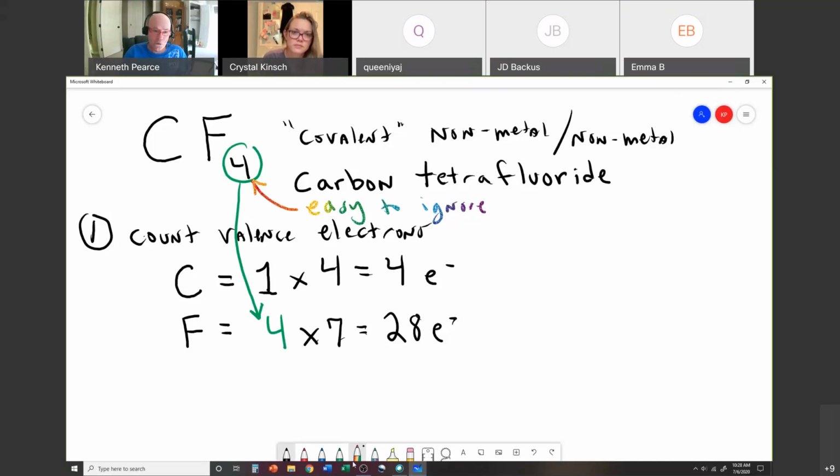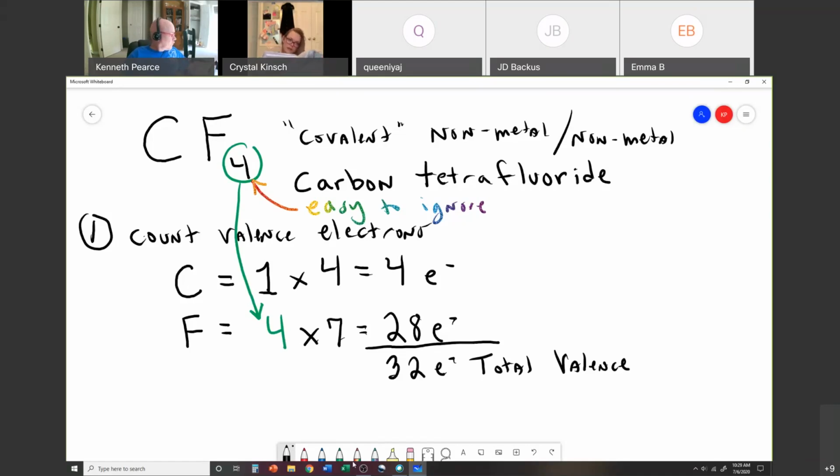Now, next thing we do is we add them up. What's 4 plus 28? It's 32. Total. Okay, so we have counted up the valence electrons for carbon tetrafluoride, and it has 32 electrons. Total valence electrons. As a matter of fact, I'm just going to go ahead and just put down valence electrons right here. There you go. It has 32 valence electrons.